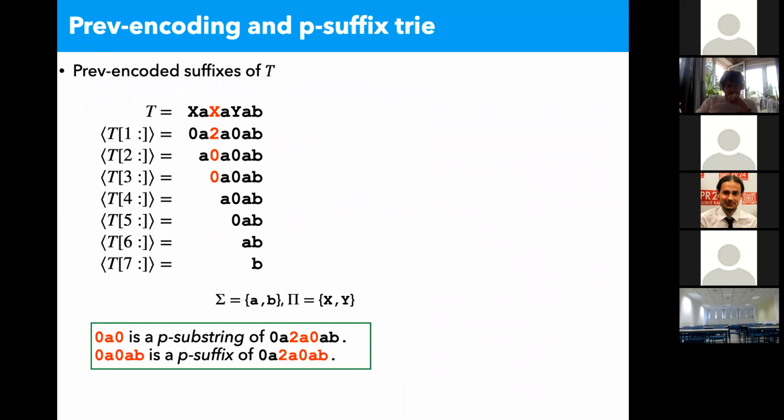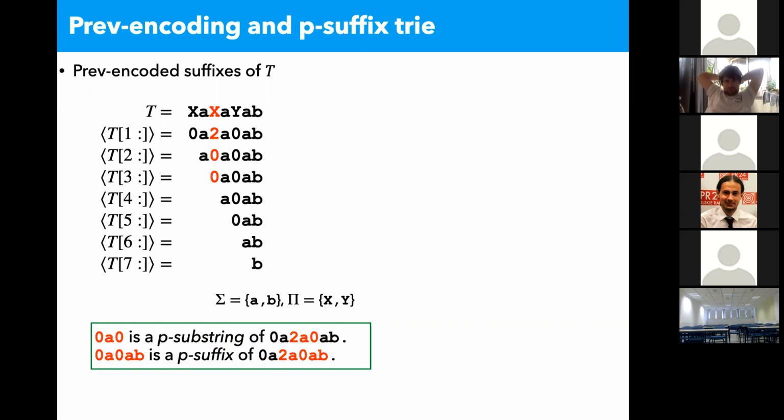So now let us think about the parameterized strings. The parameterized suffix trie is based on the prev encoding of suffixes of a text. So here, say the second occurrence of x is encoded as 2 in the encoding of the entire text T, but it becomes 0 here if we lose the first occurrence of x in a shortened suffix, like this. So accordingly, to catch this kind of phenomenon, we say that 0A0 is a P-substring of 0A2A0AB. So here, you don't see 0A0 as it is, but this part should be re-encoded to 0A0. Similarly, we say that this is a P-suffix, parameterized suffix, of this. Okay.